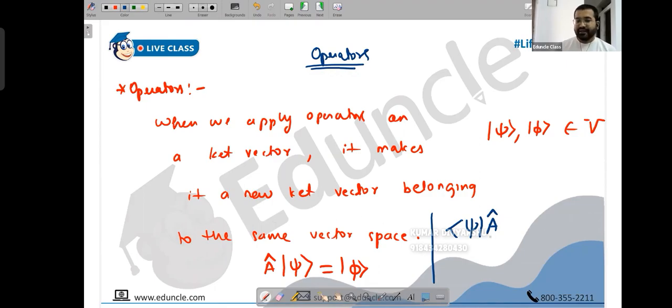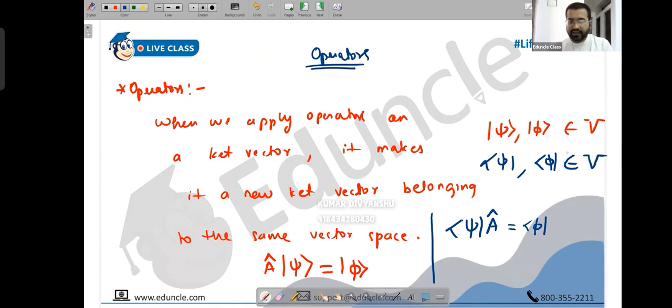So where were we? Operators. So I was saying that we can also apply operators on a bra vector also, just like a cap of psi. It can become a phi. And again, both the psi and the phi are nothing but a conjugate of the ket vectors. They are the conjugate of the ket vectors. So both of them exist in the vector space. Okay, make note. You can also apply operators on the ket vectors also. There is no problem there.